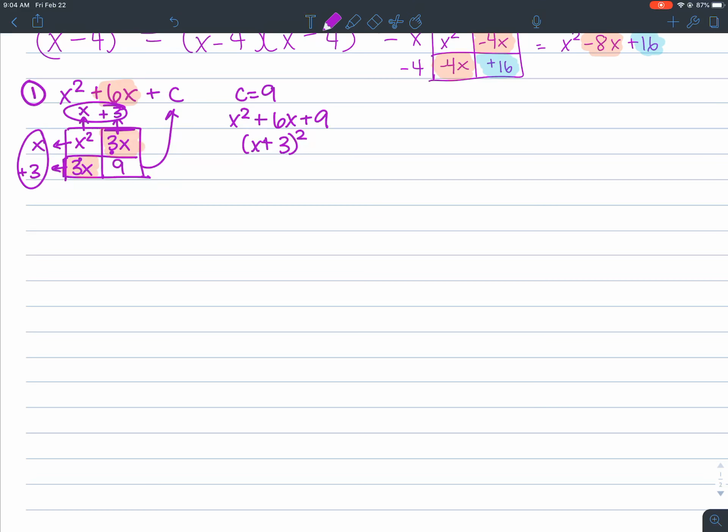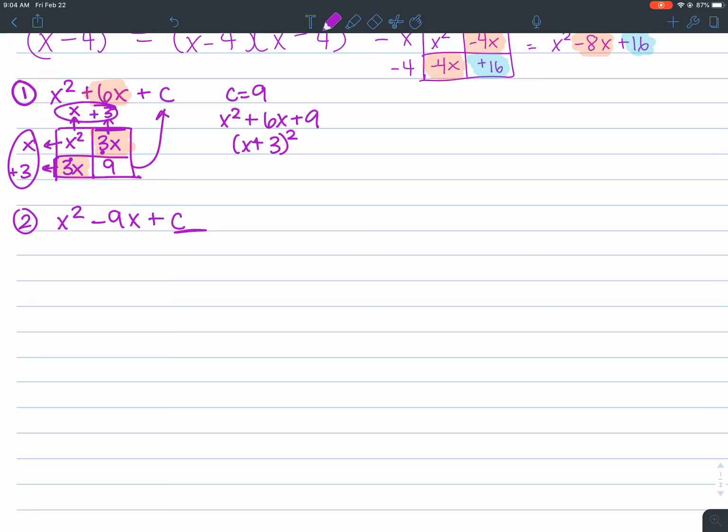So let's try that one more time. But this time, we're going to choose a number that's odd, because not every number will divide evenly by 2. So if we do x squared minus 9x, and I want to know what is that c, what's that value, that would help me.